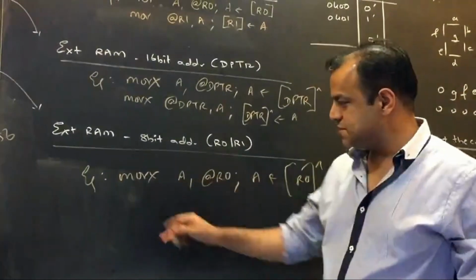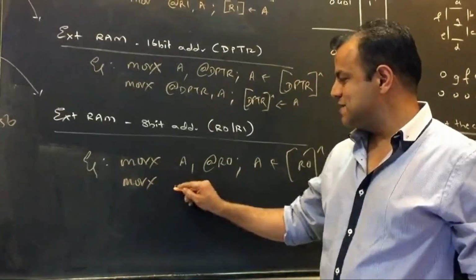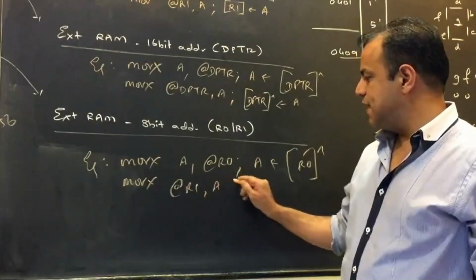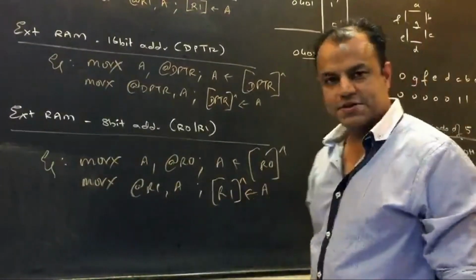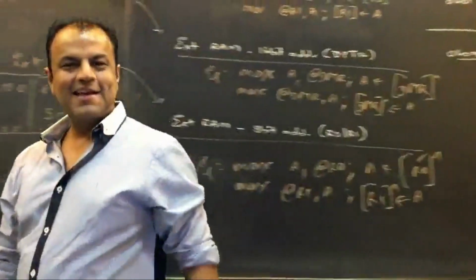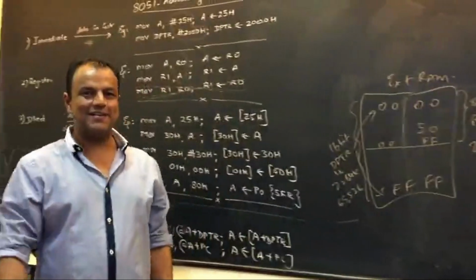Now, the reverse instruction. MOVX @R1, A. A will be stored at the location pointed by R1 in the external RAM. Please tell me, did you understand this? Now those were all examples of indirect addressing mode.